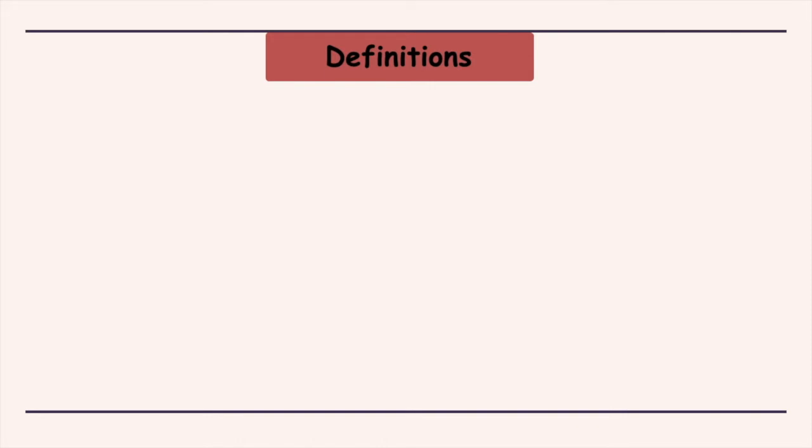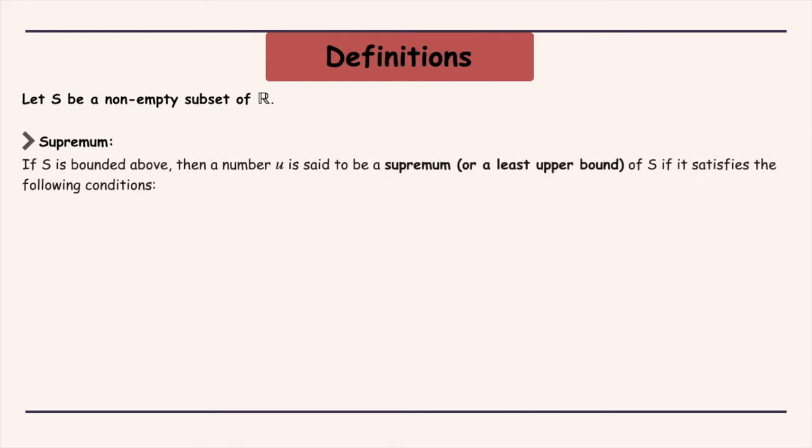Next we move on to a few more definitions. Again we take S to be a non-empty subset of R. The first term which we are going to define is supremum for the set S. Whenever a set S is bounded above, a number U is the supremum for the set S if it satisfies the following conditions. The first condition is that U has to be an upper bound of the set S, and secondly, if there is another upper bound for the same set S, say V, then U has to be less than or equal to V. So in other words, U is the least upper bound for the set S.